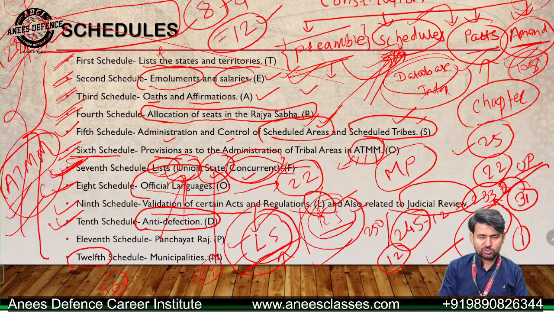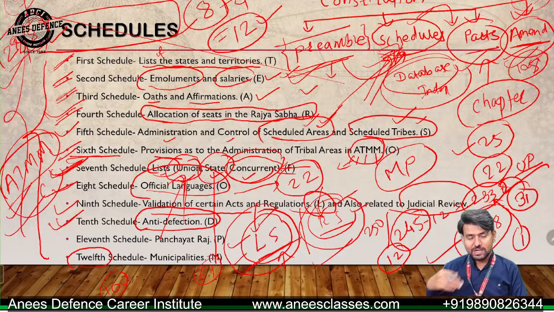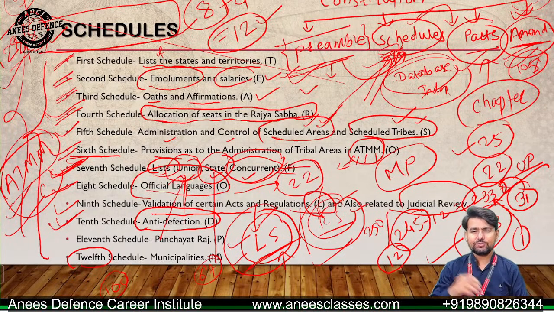See, this was not there in the original constitution. We added it later on in the constitution. The anti-defection law came in 1985.